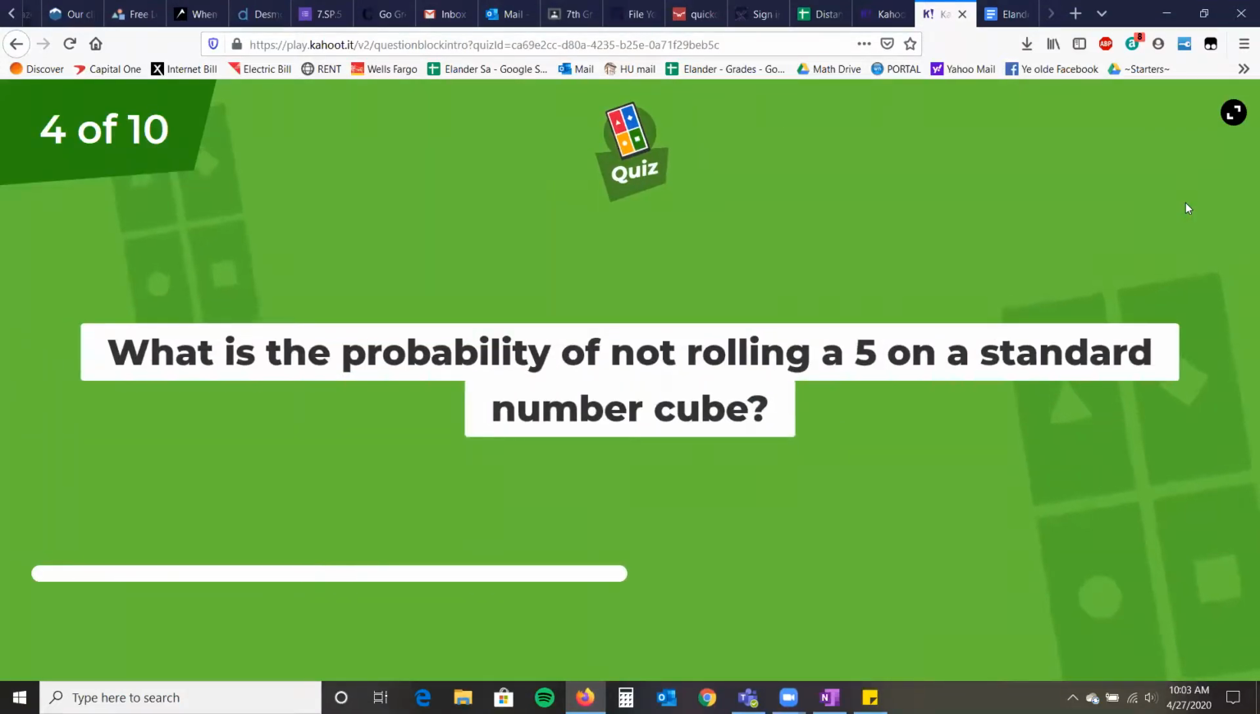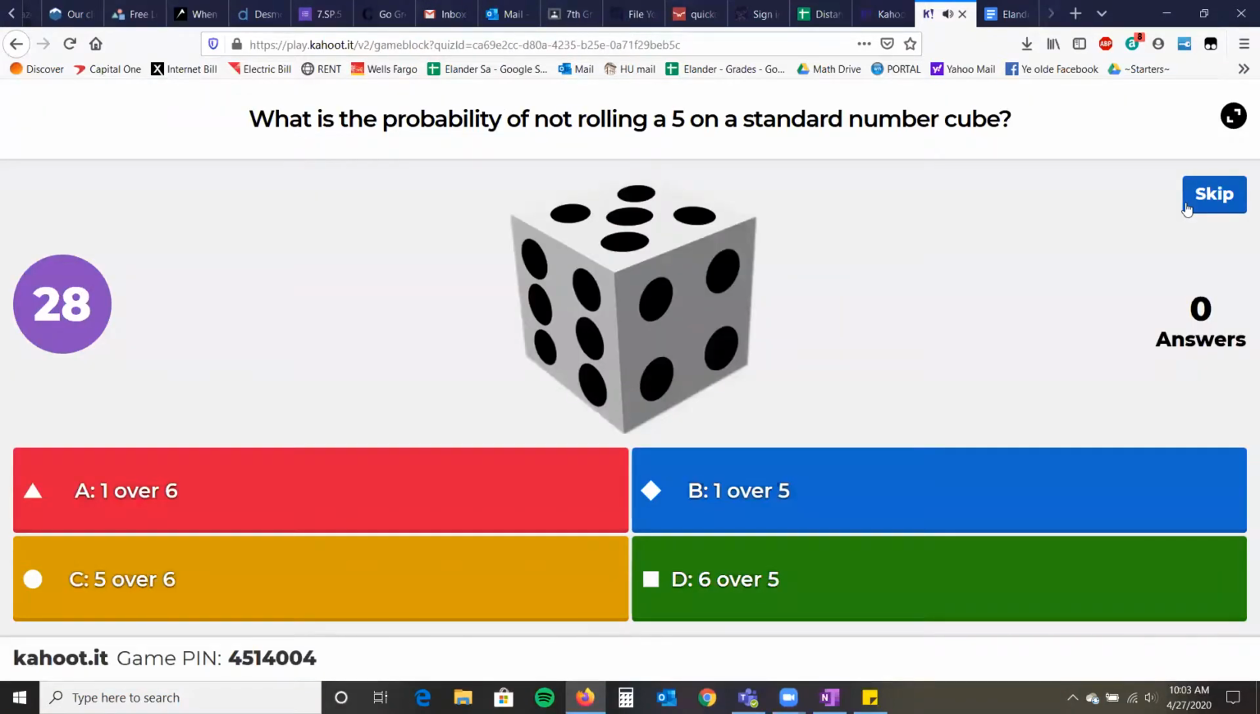All right. What is the probability of not rolling a 5 on a die? Okay, so what's the probability of not getting a 5? So a 1, a 2, a 3, a 4, and a 6 would count.